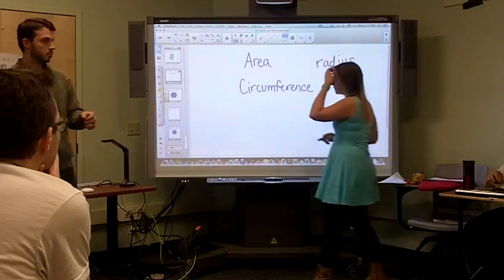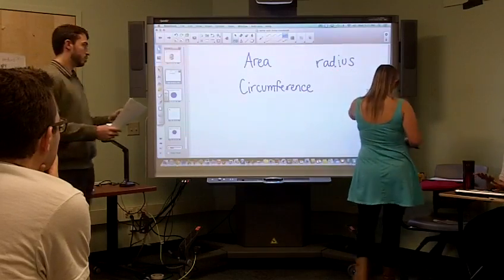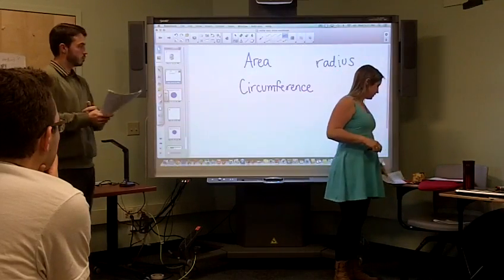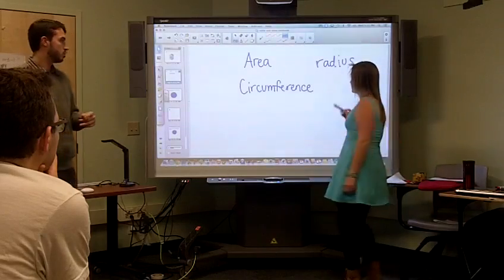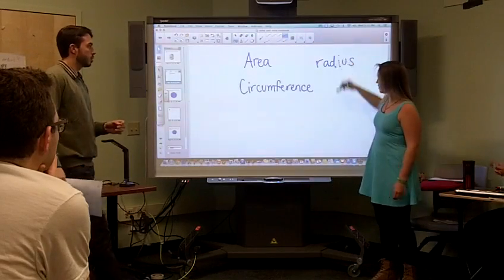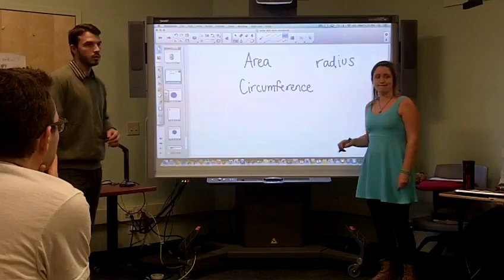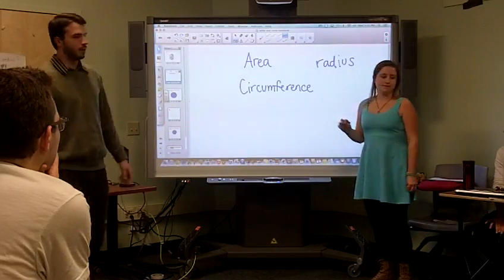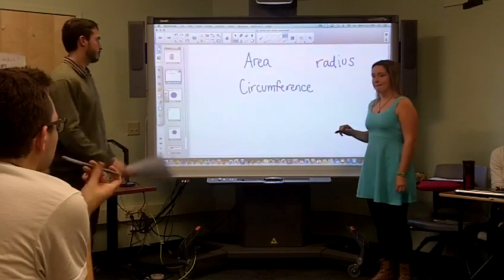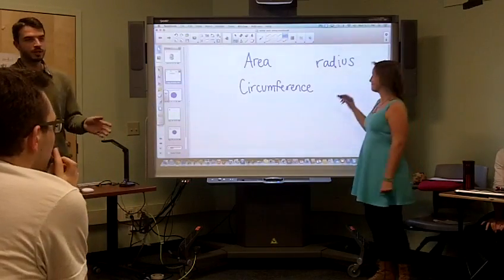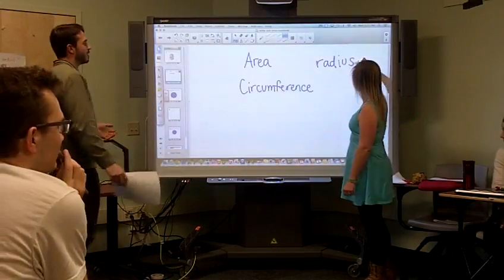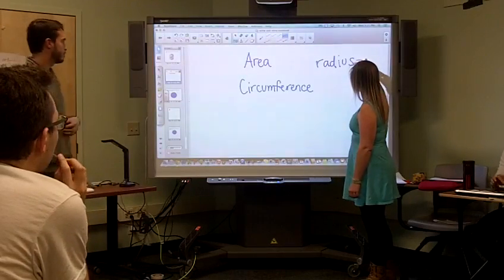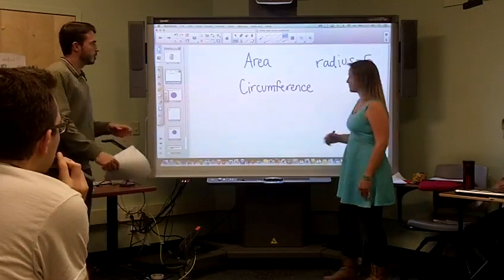Okay. So, say that this cake had a diameter of 10. What would the radius be? Brittany? 5. Radius is 5.